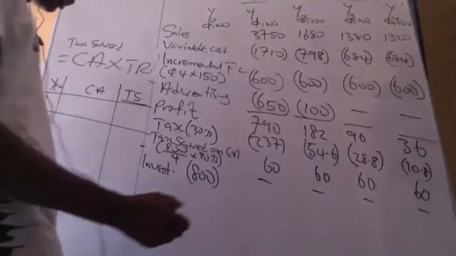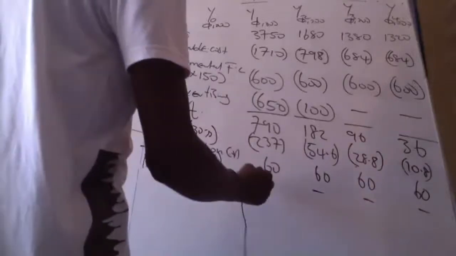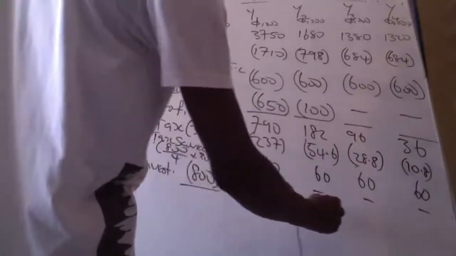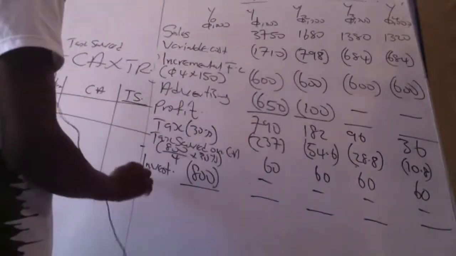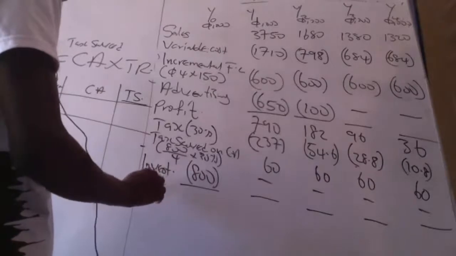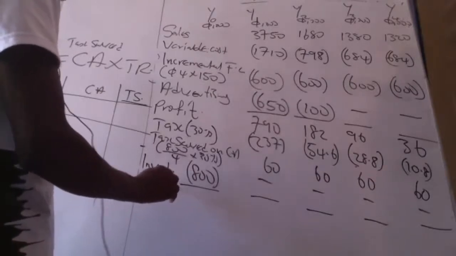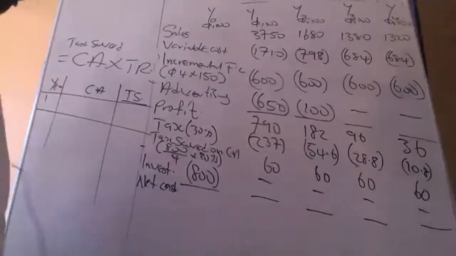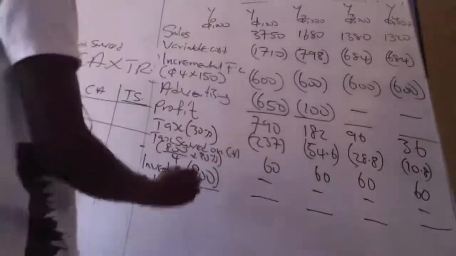Good. Now let's see. Now let's sum all up. Sum them up. So this is what you call net cash flow. Net what? Cash flow. So the cash flow that you see in the questions, this is how you got them. Now please sum them up.